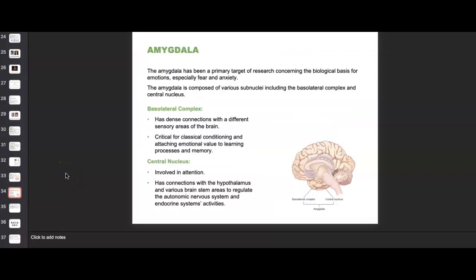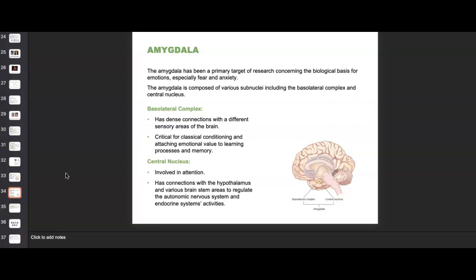If we break it down even further, the amygdala has been a primary target of research concerning the biological basis for emotions, especially when it comes to fear and anxiety. The amygdala is composed of various subnuclei, including the basolateral complex and the central nucleus. The basolateral complex has dense connections with different sensory areas of the brain. It's critical for classical conditioning and attaching emotional value to learning processes and memory. It's what attaches value, specifically emotional value, to what we learn and what we know and understand.